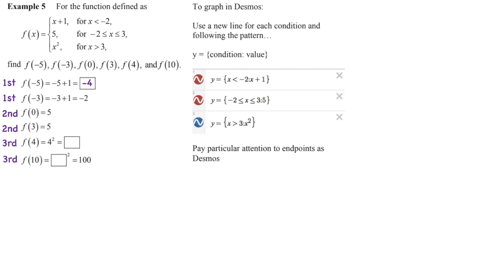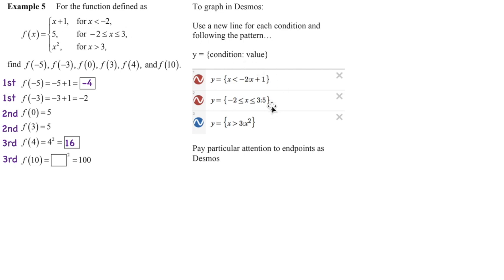And when I plug in 4 and 10, I get 4 squared, which is 16, and 10 squared, which is 100. We can also use Desmos to help us graph them. Notice how I'm writing this. I'm letting it be y equal to a condition, semicolon, the value itself. So I'm starting with the condition, putting a semicolon, and then putting the particular function value.